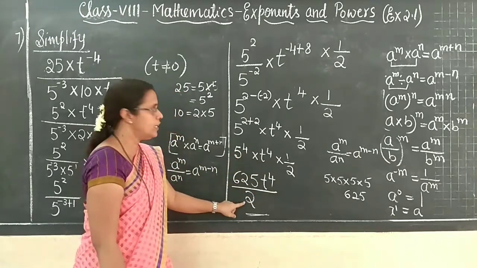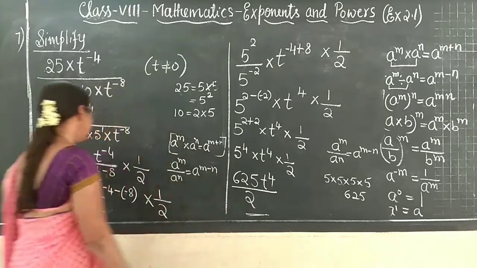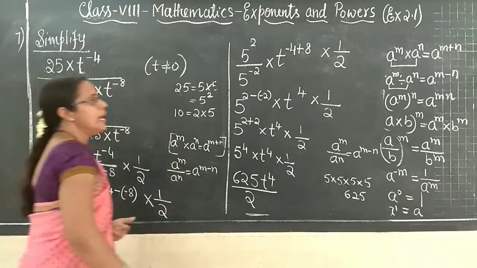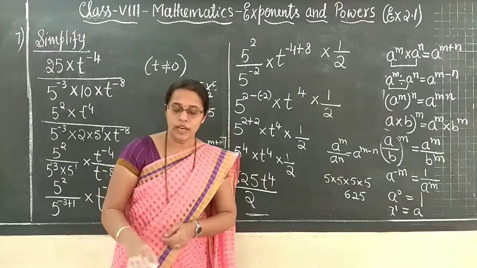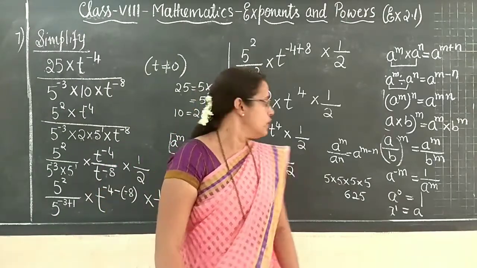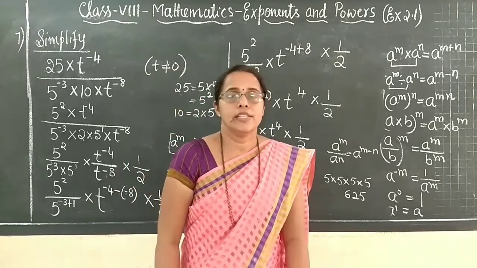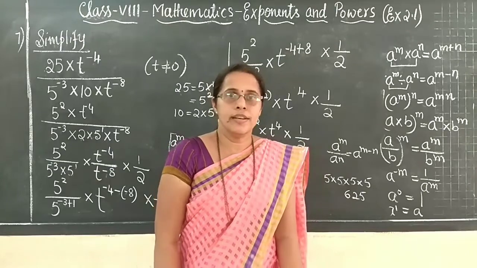Understood? By 2. Like this we have to understand this problem. Okay, children, if you can't understand, go through the video again and again. So this is a 3-mark question. Hope you all understood. Okay, so that's all about this exercise. Okay, let us do some more problems in the next exercise.